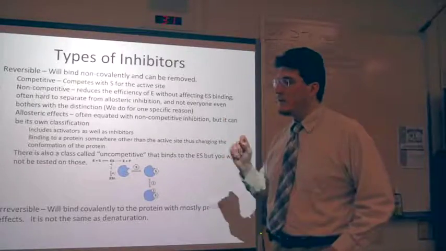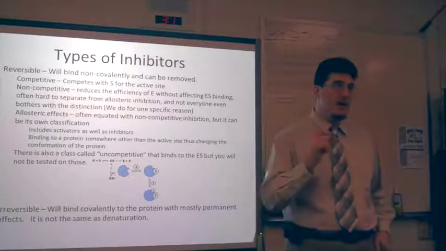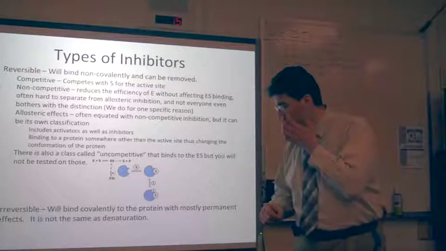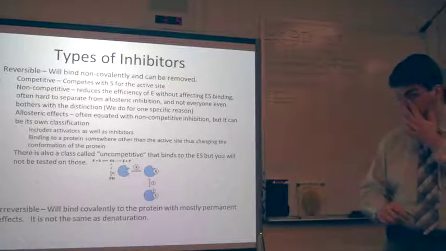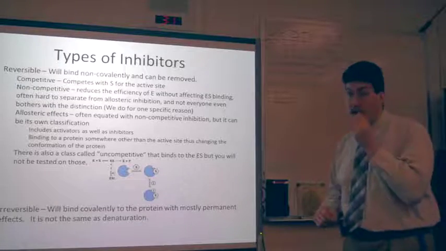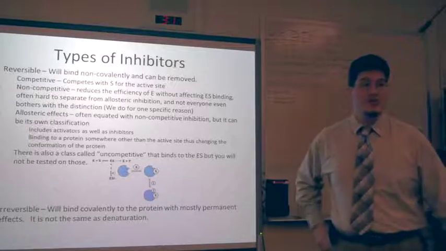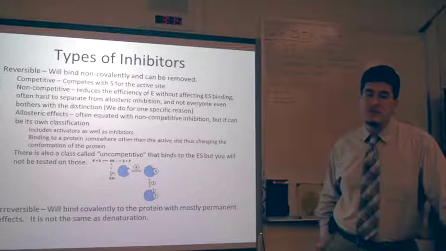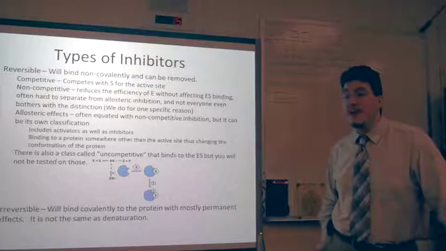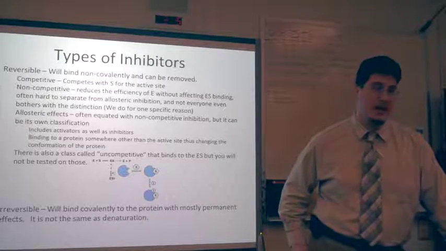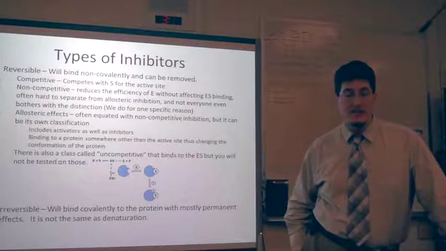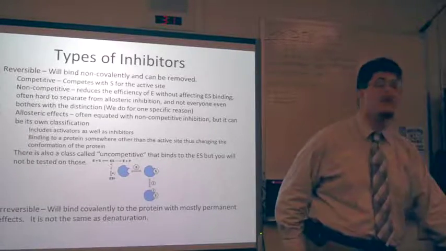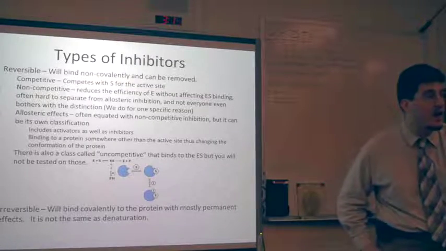Irreversible inhibition is just that. It cannot be undone. It is permanent. It will bind covalently to the protein with permanent effects. This is not the same thing as denaturing the protein. Denaturing the protein is changing its three-dimensional conformation in such a drastic way that it cannot change back to its original shape, either by making it too cold, too hot, too salty, not salty enough, too acidic, not acidic enough, too basic, not basic enough.